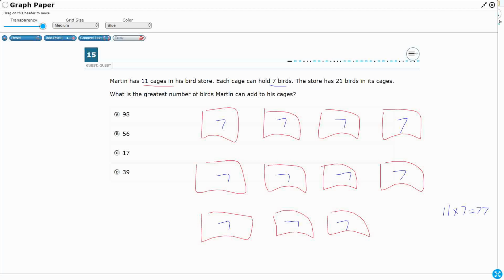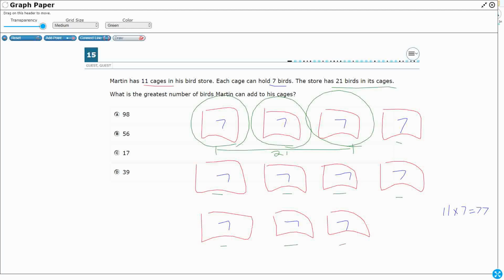Now, the store already has 21 birds in its cages. Okay, so look, I've got 7, 14, 21. So these three right here already make 21. They're already taken. So what is the greatest number of birds that Martin can add to his cages? Well, how much is left, right? So 7, 14, 21, 28, 35, 42, 49, 56.